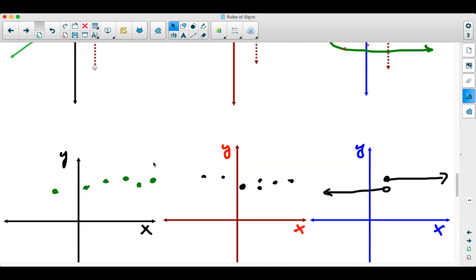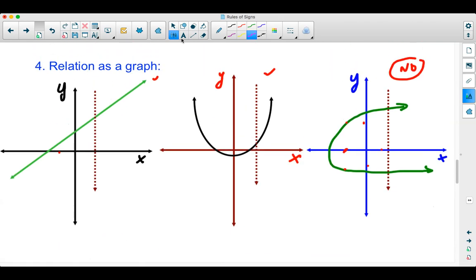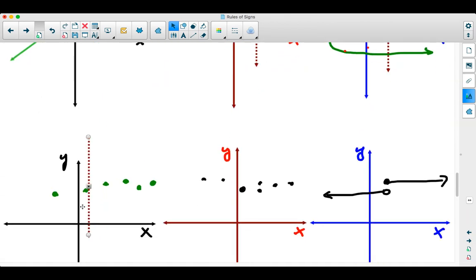So right here, is this a function? Yes, the answer would be yes, because this also will pass the vertical line test. If I were to use the vertical line, it does not go through the graph more than once. So this one passes the vertical line test. Yes, this is a function. That means for every input there is exactly one output. How about this one?